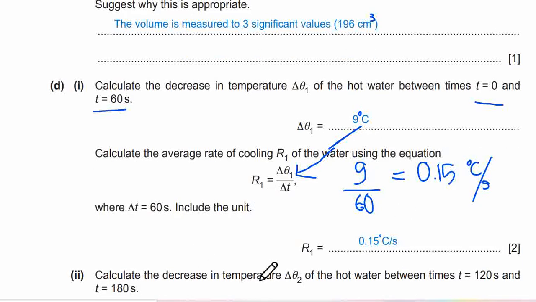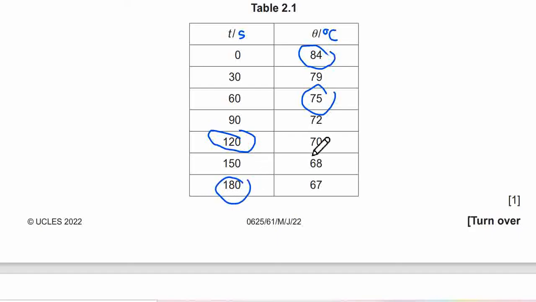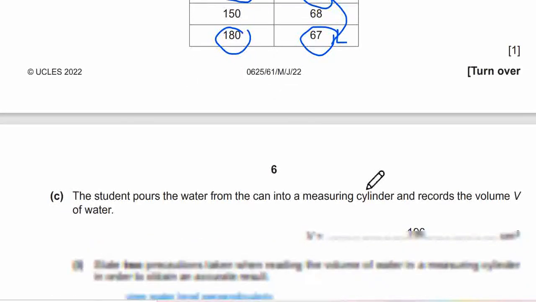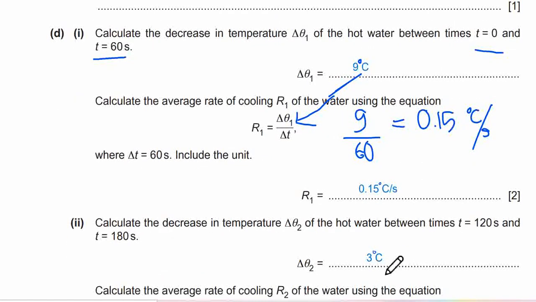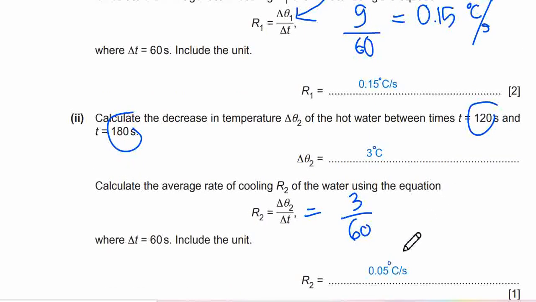Next question, calculate the decrease in temperature delta theta 2 of hot water between times T equals 120 seconds and 180 seconds. 120 and 180. 70 and 67. So from here, 70 to 67 is a decrease of 3. So 3 degrees Celsius. Calculate the average rate of cooling of water using the equation R2 equals delta theta 2 over time difference. So 3 degrees over the time difference, 120 and 180. The difference is 60. So 3 over 60. We got our answer: 0.05 degrees Celsius per second.